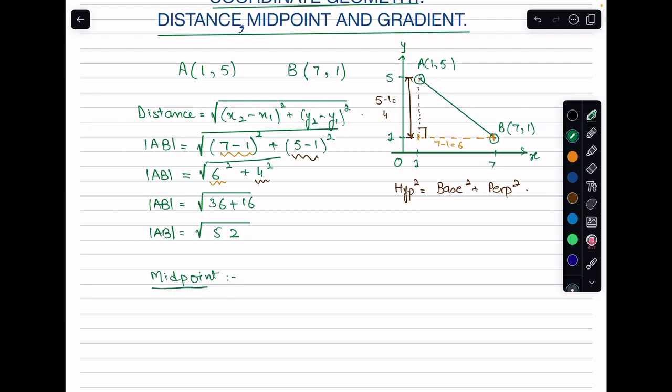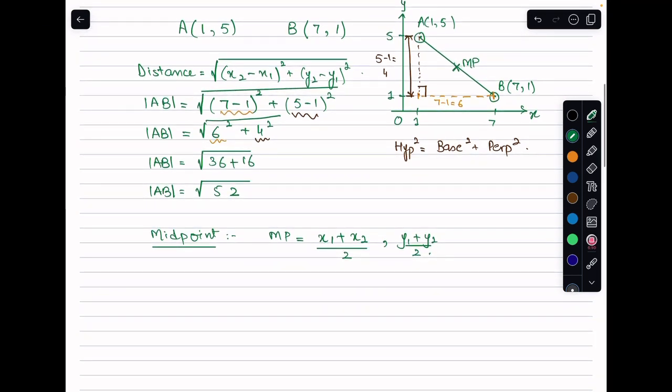We can have the midpoint of the two given points A and B, and as the word suggests, the midpoint has to be in the middle of the line AB. This will be representing the midpoint here. So what is going to be the midpoint formula? The midpoint formula will be equal to x1 plus x2 divided by 2 and y1 plus y2 divided by 2. This is the midpoint formula.